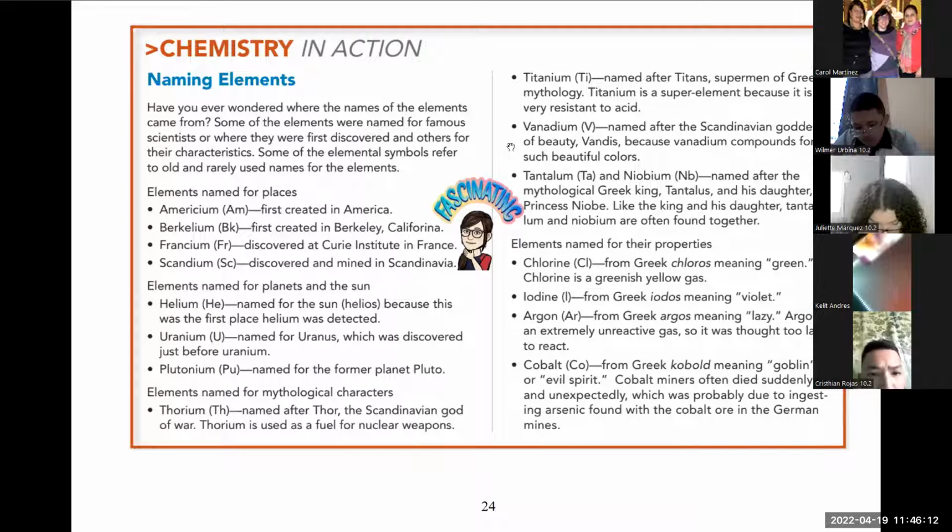Vanadium is named after the Scandinavian goddess of beauty, Vanadis. Vanadium is known as one of the most, if not the most, beautiful elements. So the name comes from the Scandinavian goddess Vanadis, and vanadium compounds show different but beautiful colors.